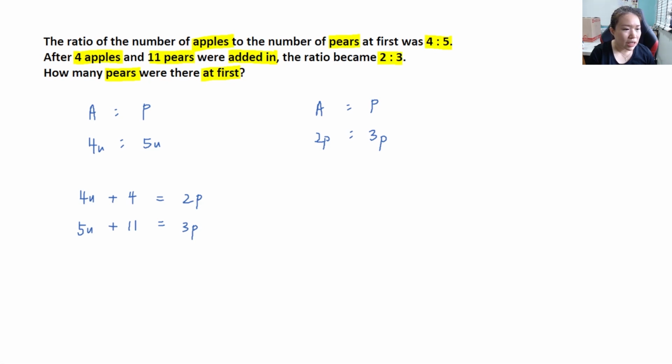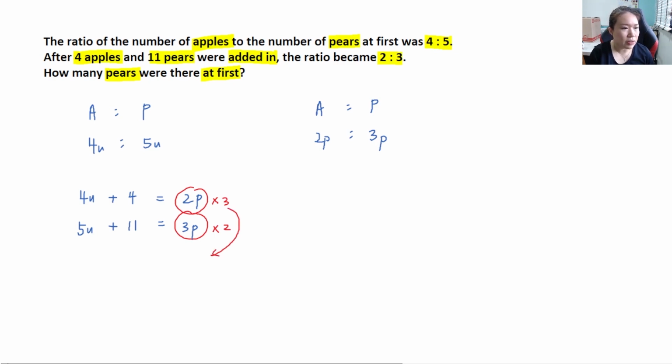And in this case, I'm probably going to make the parts the same. So 2 parts, 3 parts. In order to make the same, I'm going to change to 6 parts. So I'm going to times 3 the first equation and times 2 the second equation.